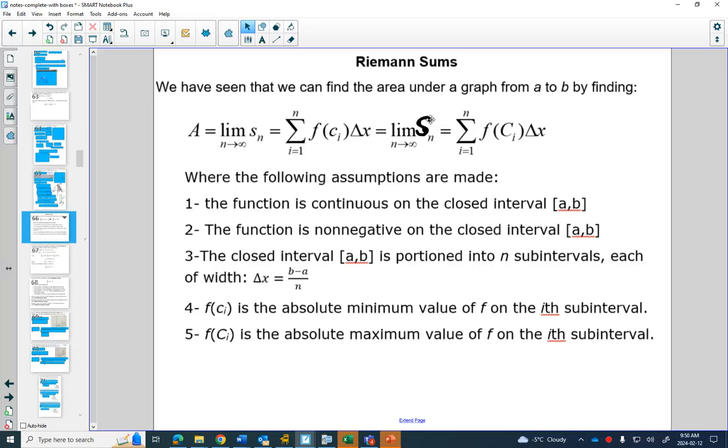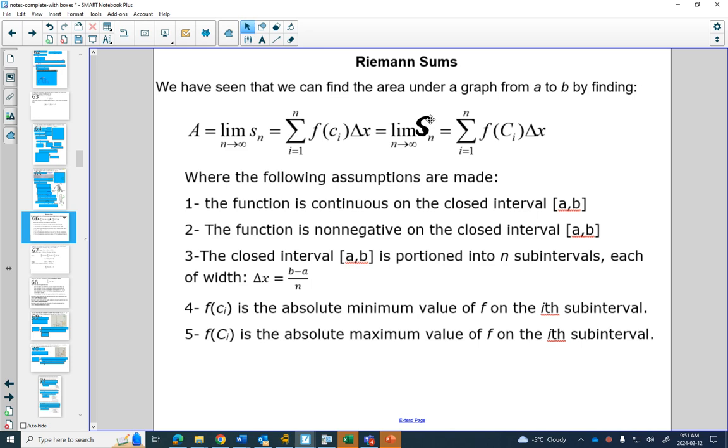And we've already seen that if you did the limit to infinity, both the lower sums and the upper sums approach the same number. That would be the area. Okay? And the following things needed to happen. We needed to have a continuous function on a closed interval. So far, we're only dealing with non-negative, nothing going below the x-axis. So all of our rectangles were above the x-axis.